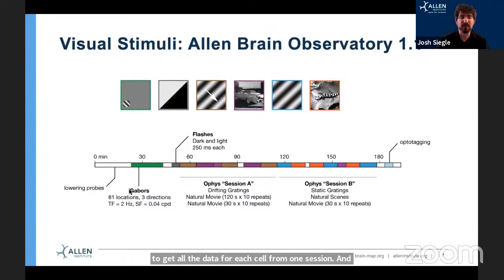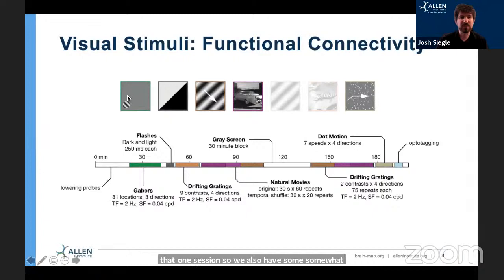So we also have a somewhat complementary stimulus set that omits the static gratings and the natural images, and then adds a dot motion stimulus as well as a contrast tuning stimulus. I think someone asked about that earlier. This again is all concatenated into one session, and this also includes a longer 30-minute period of gray screen, so we can look at spontaneous fluctuations and how information propagates between areas when there's no stimulus on the screen.